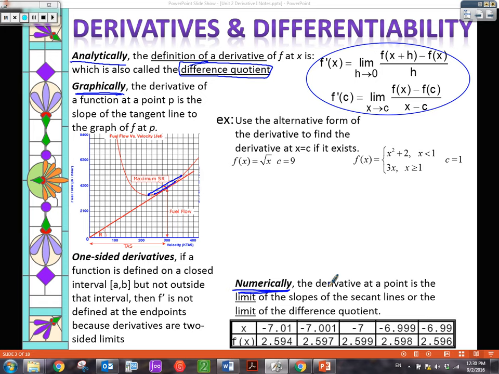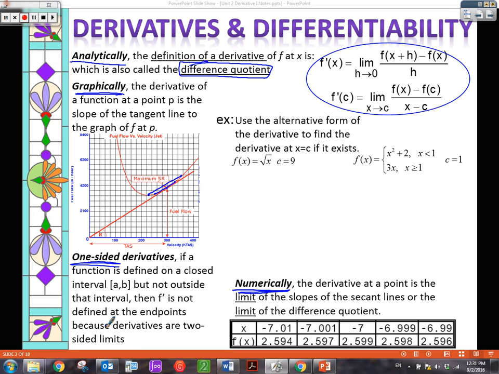One other concept right here is a one-sided derivative. We know we have one-sided limits. Well, we've looked at those before. We have one-sided continuity, right? We talked about continuous from the left, continuous from the right. We have that. We also have one-sided derivatives. We're really not going to use them that much.